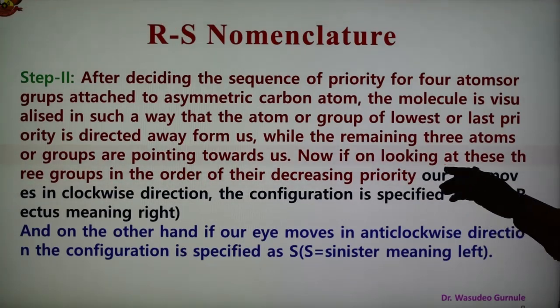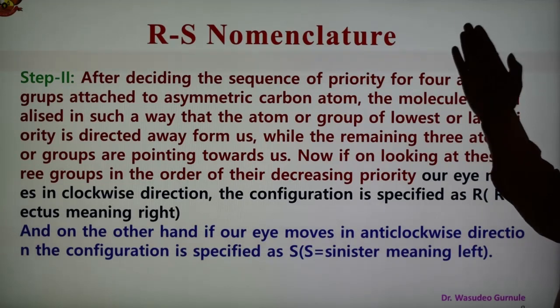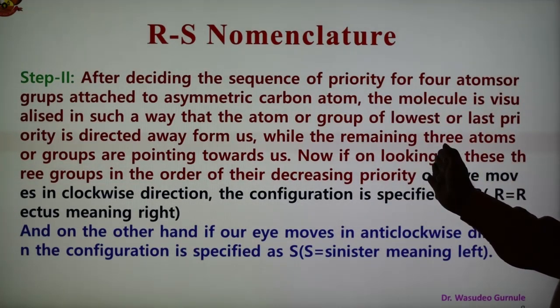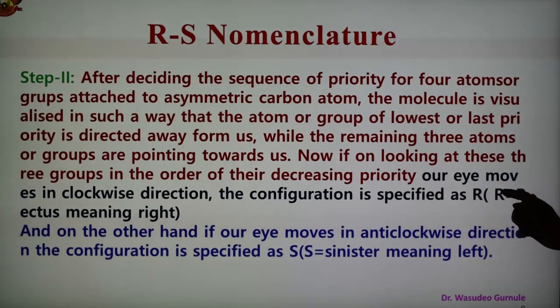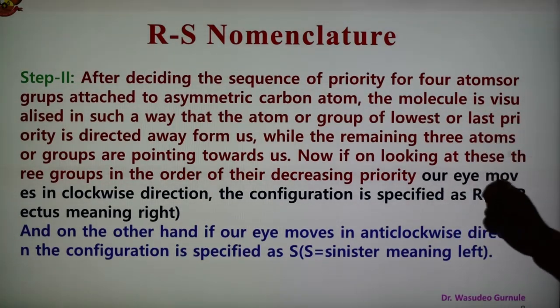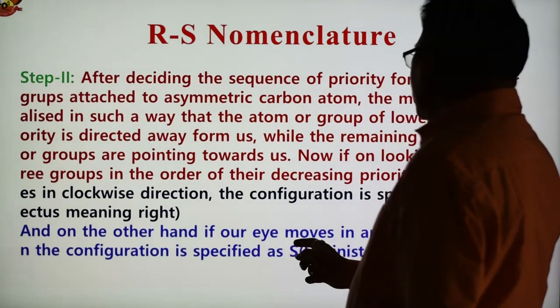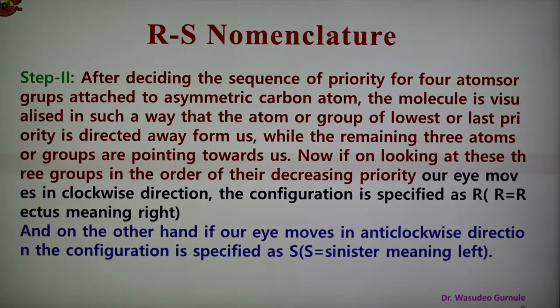When our eyes move through priorities 1, 2, 3, if they move in clockwise direction, it is denoted as R, and R comes from rectus, meaning right. And on the other hand, if our eyes move in anticlockwise direction, the configuration is specified as S, sinister, meaning left. So whether our eyes are moving right or left.